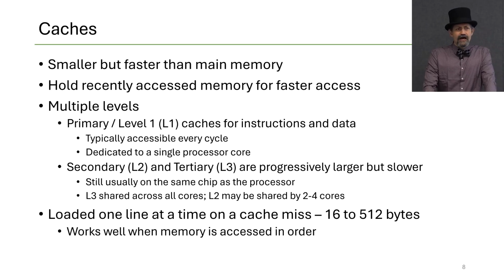Caches are loaded one line at a time in a cache miss. So a line is anything from 16 to 512 bytes. So we'll be loading several words from memory at once. This is useful when memory is accessed in order. We commonly scan strings or scan arrays in order. And so if we read a first byte of a cache line, then it's likely that we'll be reading later bytes of that same cache line. So we bring the whole line into the cache, and we can get performance benefits from that.